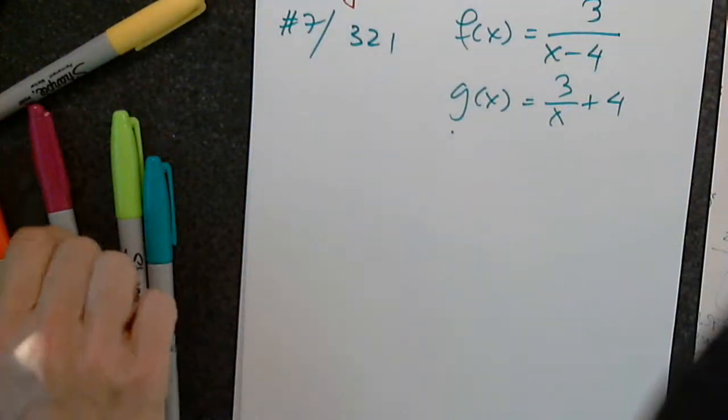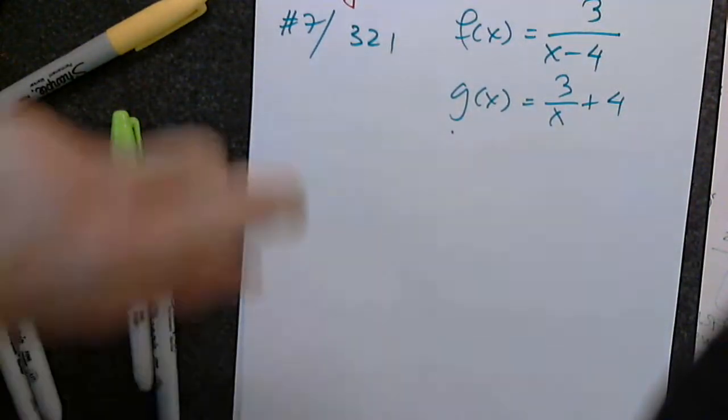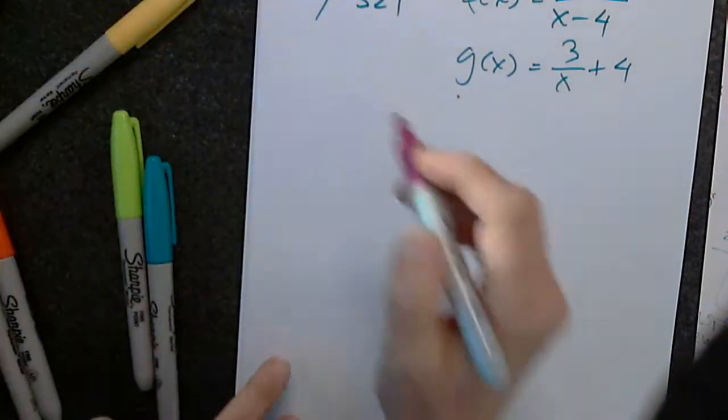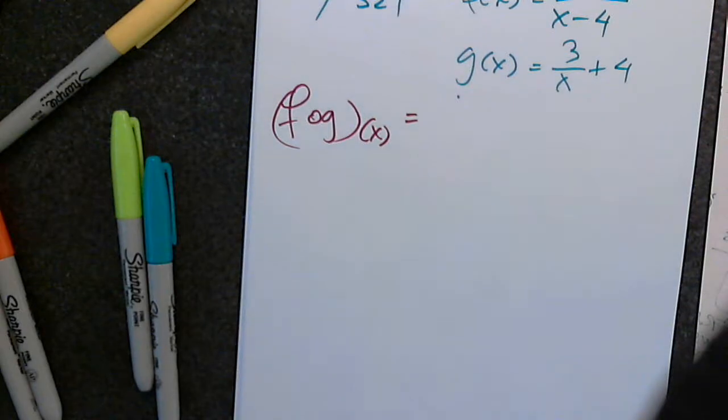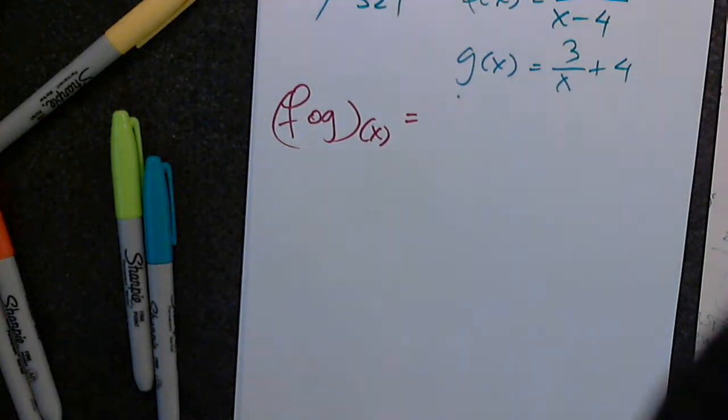So let's find f of g in the hope that the answer is indeed x. So f of g of x. I have to write the definition first. What is the definition of f of g?